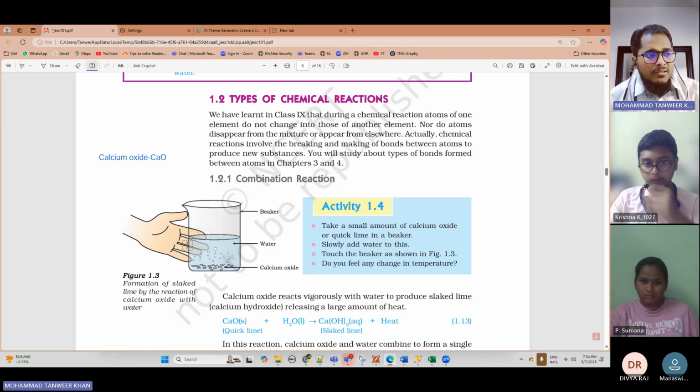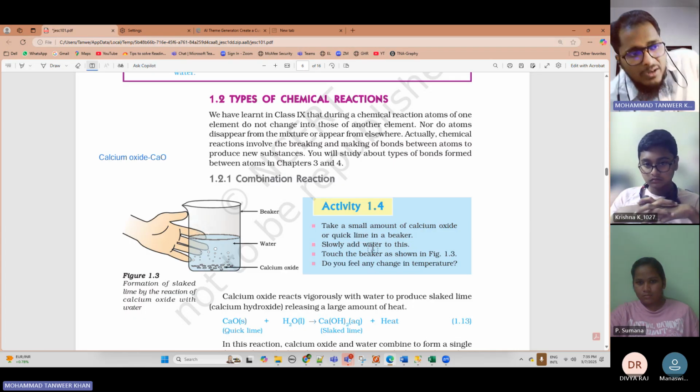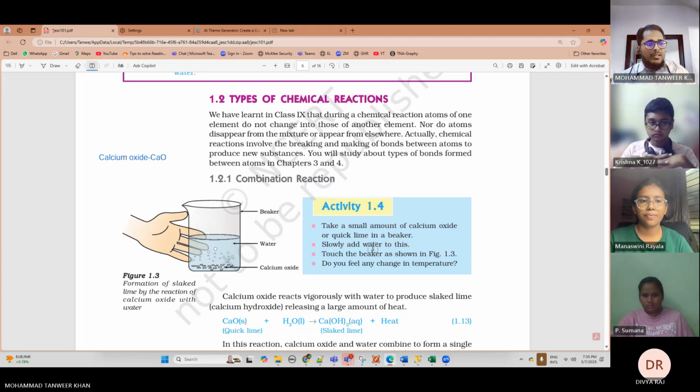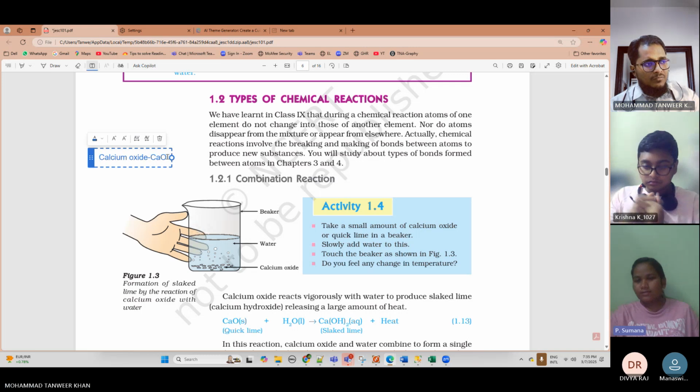You can see here, this is a beaker, and inside this you can see the calcium oxide. Now, slowly, what do you have to add? You have to add water to it. Keep on adding water. Touch the beaker as shown in figure 1.3. Do you feel any change in temperature? Calcium oxide is also known as quick lime.